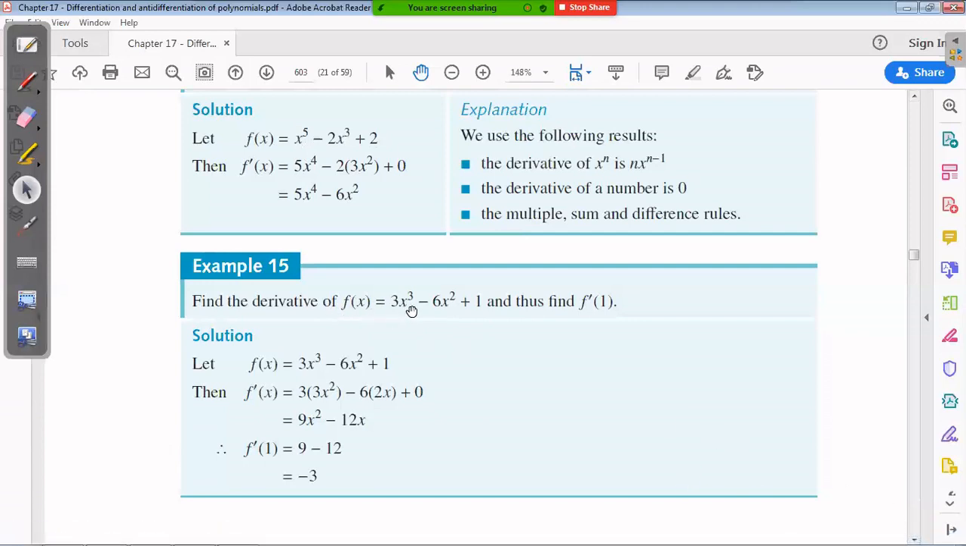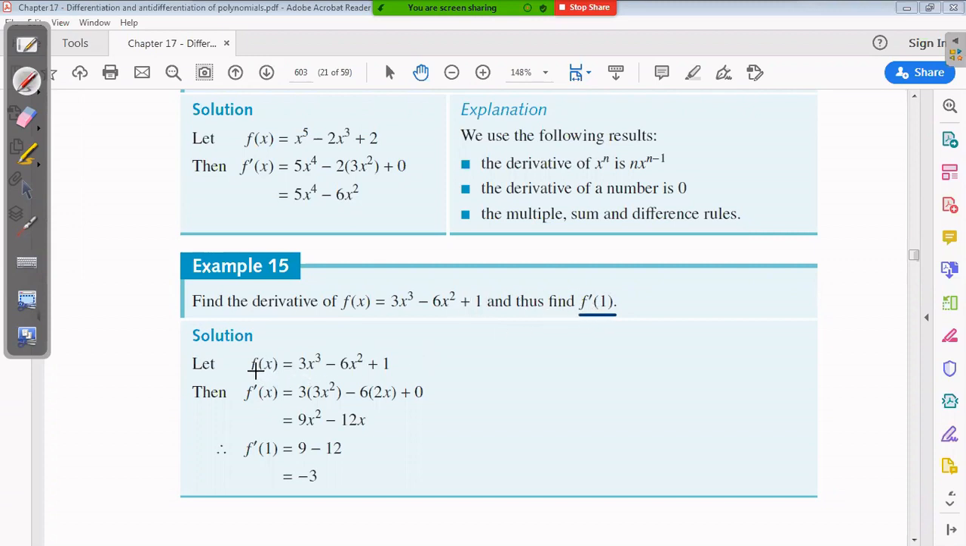Now we have to find the derivative of this function 3x cubed minus 6x squared plus 1, and thus find f prime of 1, f dash of 1. This is the extra part of the question. We have to find the value of the derivative when x is 1. So this we solve at the last, but before this, first of all we have to find the derivative f dash.